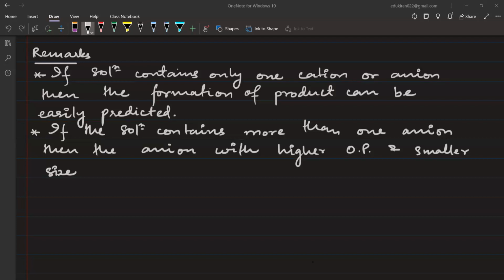So both are important. If we have comparable sizes, then we will look at higher oxidation potential. But if the size is only different, size ही अगर अलग हो जाएंगे और बहुत difference हो जाएगा size में, then what we are going to see?